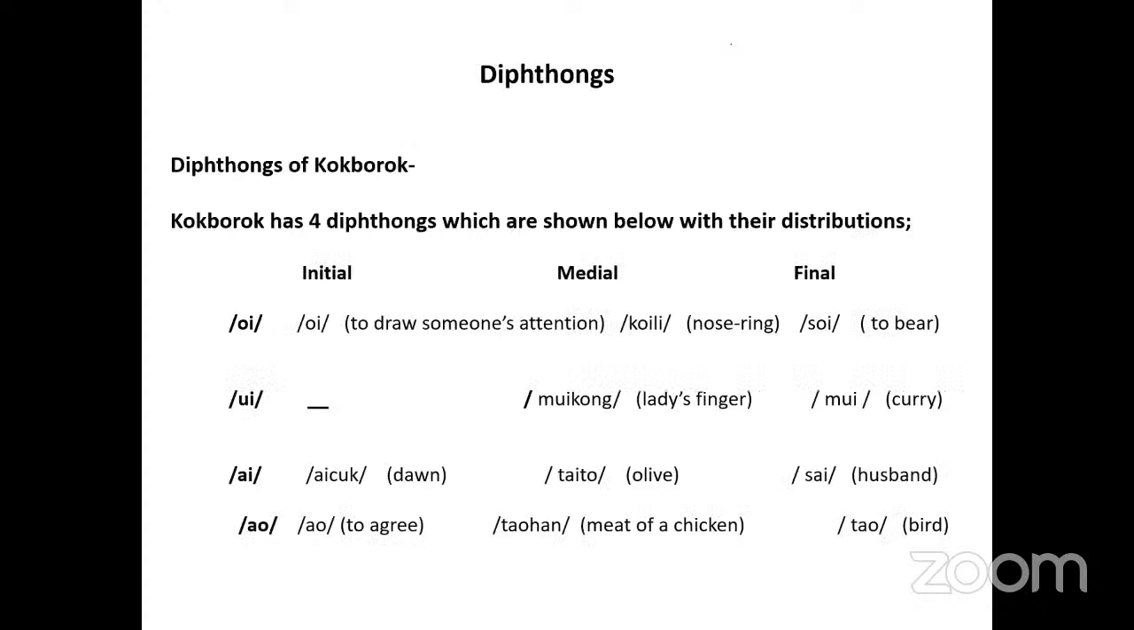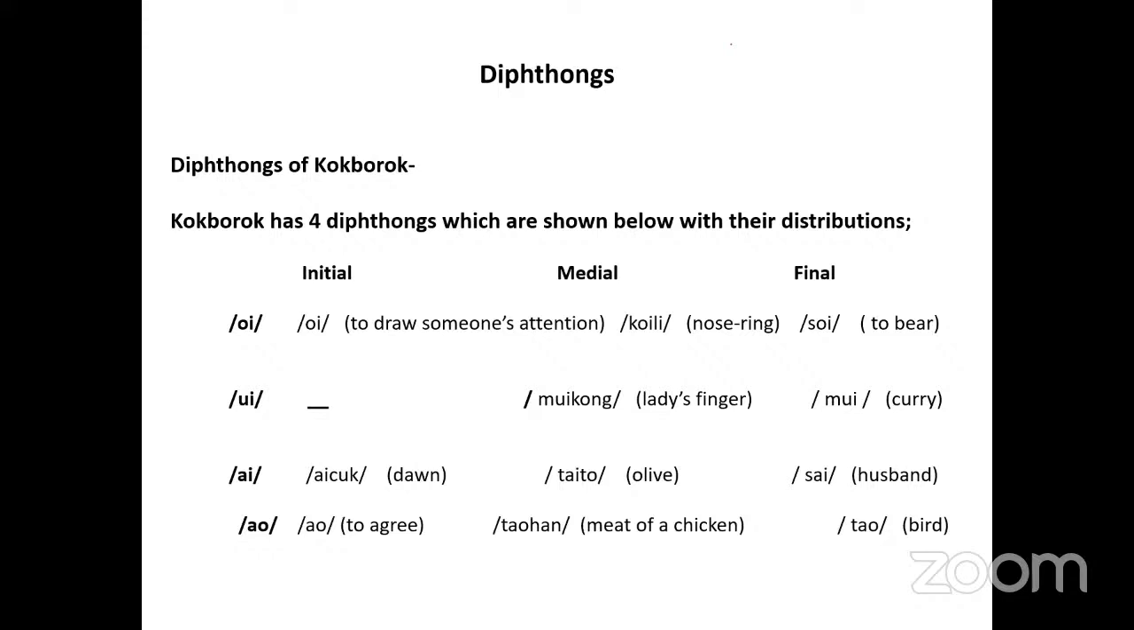So if you look at diphthongs, as one of my co-presenters said, there are 3 diphthongs in Pauperok, but I have also discovered another one, ow. Apart from oi and ui, I also discovered ow. Ow means to agree. Oi is given with its occurrence. Examples are given based on occurrence, that is, which diphthong can occur initially, medially, and finally. So in my finding, there are 4 diphthongs in Pauperok.